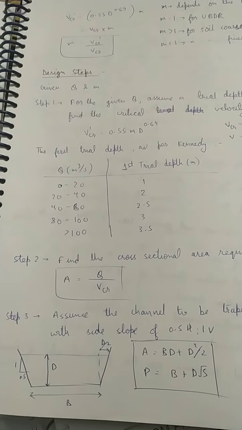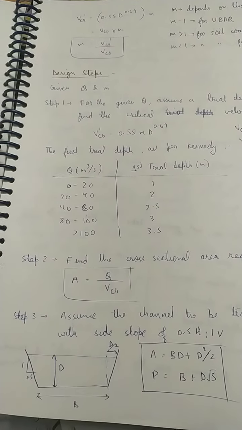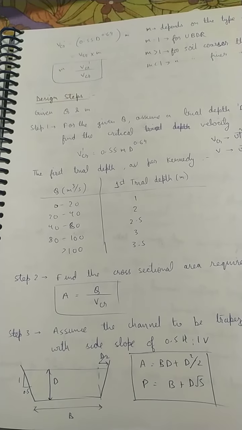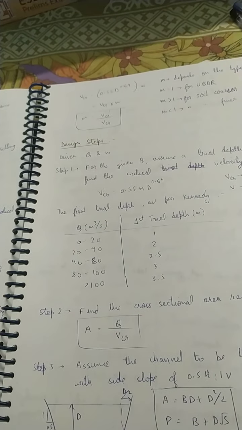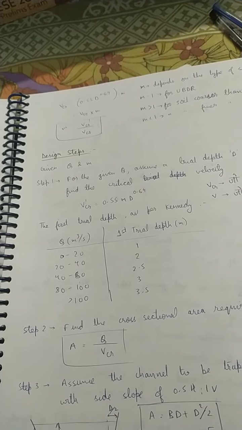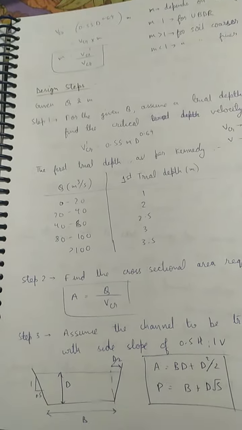If Q is between 0 and 20, then the trial depth is 1 meter. If it's 20 to 40, then it's 2 meters. If it's 40 to 80, then 2.5 meters. 80 to 100, 3 meters. Greater than 100, 3.5 meters.